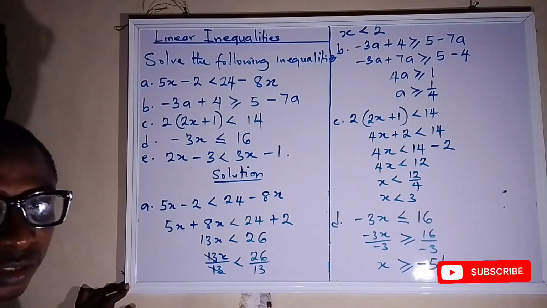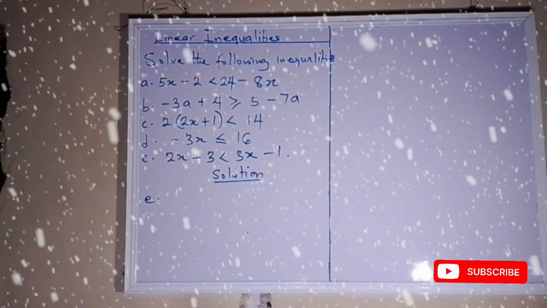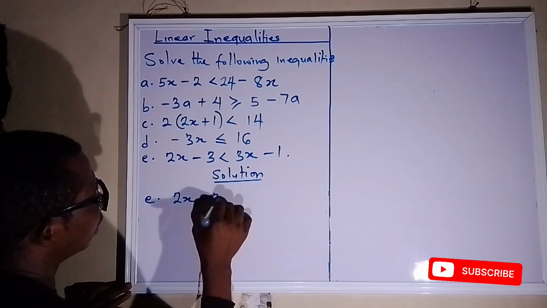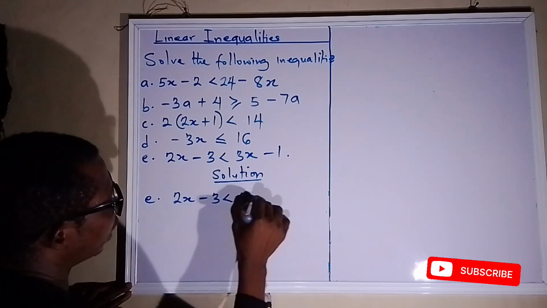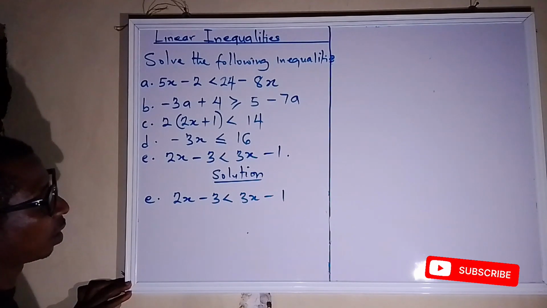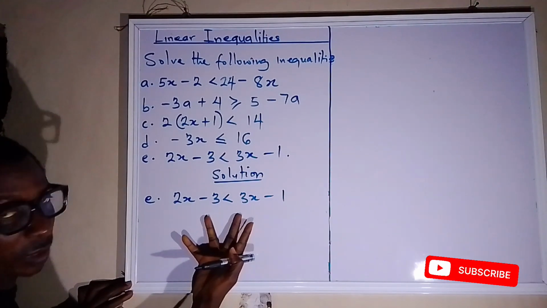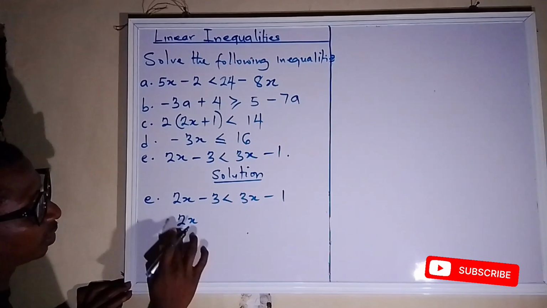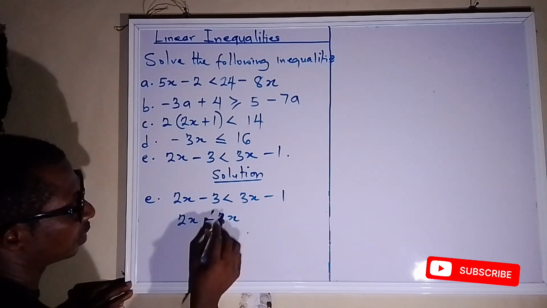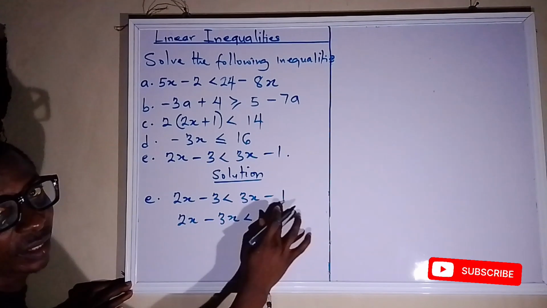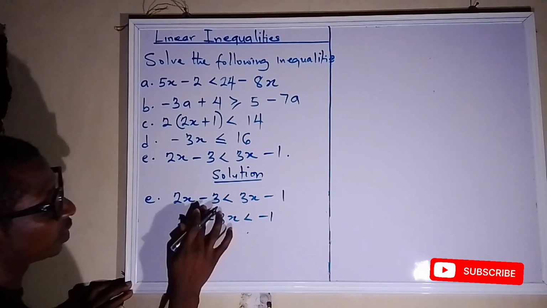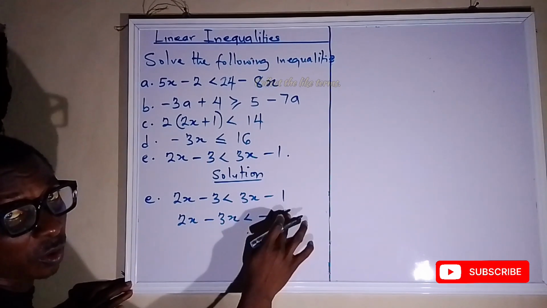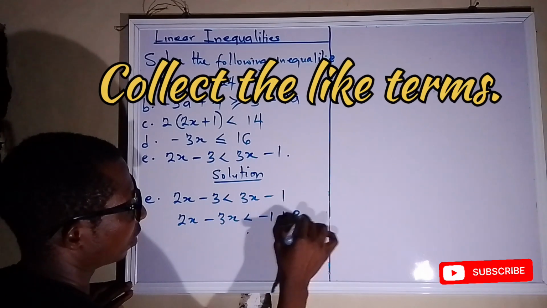Now let us look at the last one. Now E, we have 2x minus 3 less than 3x minus 1. What you're supposed to do here is to collect the like terms. So we have 2x, this comes to this side, we have minus 3x less than, we have minus 1 here. So you write it. This is minus 3, it will move to this side. So when it comes here, it becomes plus 3. So we have plus 3.